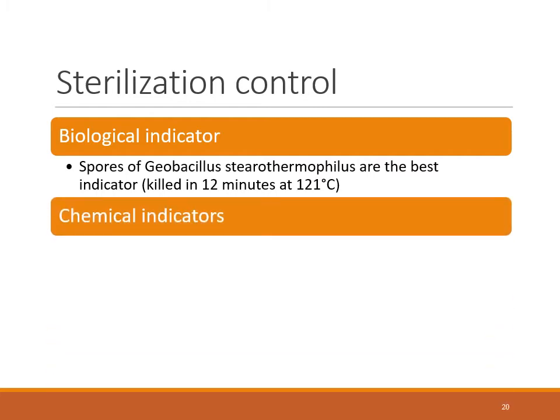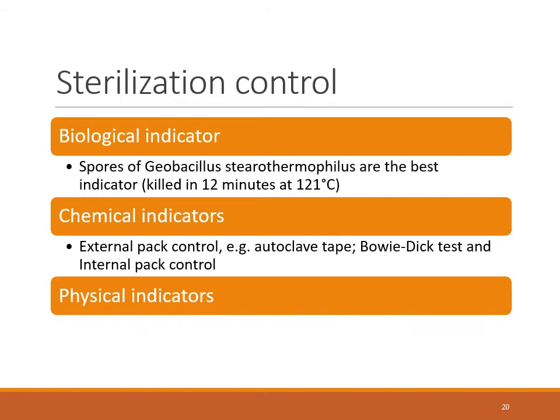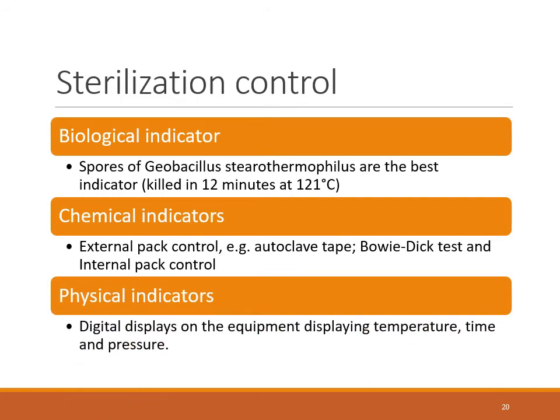Then the second is chemical indicators. We can use external control like autoclave tape. After the sterilization, the color of the tape turns from cream to brown. Then the Bowie-Dick test and internal control. Third is the physical indicator. A digital display on the equipment displaying the temperature, time and pressure will be useful to physically indicate the temperature, time and pressure.